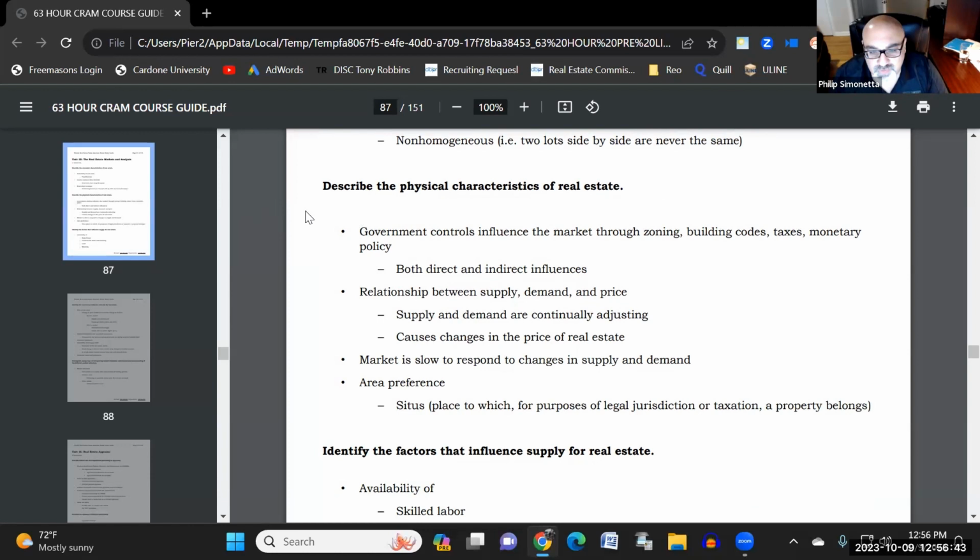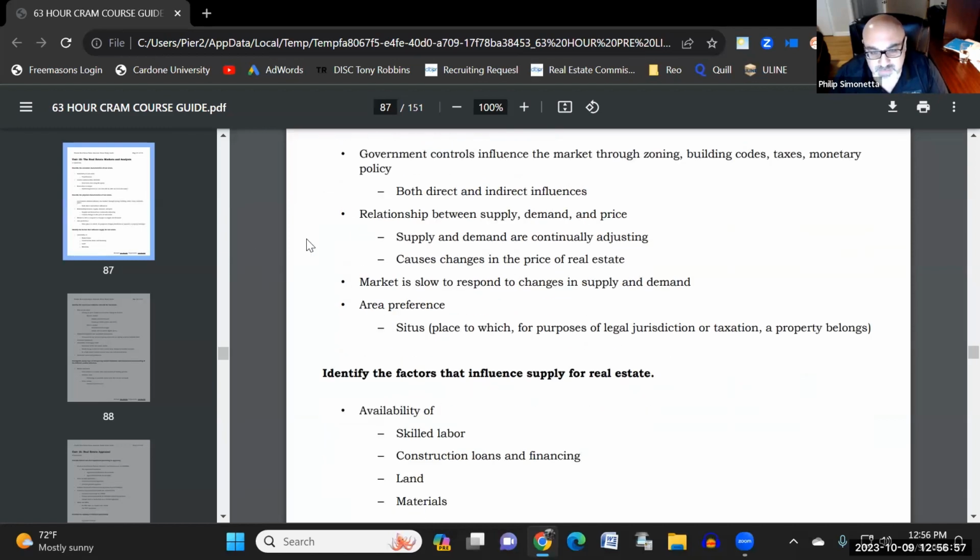So government controls influence the market through zoning, building codes, and taxes and monetary policy. Both direct and indirect influences happen because of this. There's a relationship between supply and demand and price. Supply and demand are continually adjusting, and it causes changes in price of real estate. The market is slow to respond to changes in the supply and demand. You got to remember that. It's not fast. It's slow to respond to changes. And the area of preference, the situs, is the place to which, for the purpose of legal jurisdiction or taxation, a property belongs. That's like what township, what area.